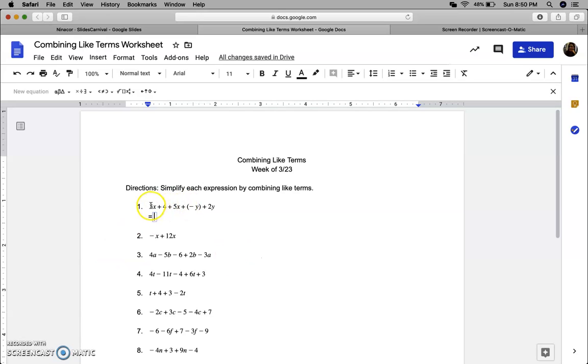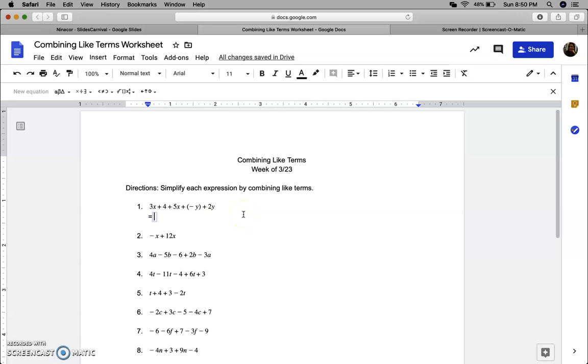So at this point, you should know what like terms are, but if you don't, I can recap. Like terms are the terms in the algebraic expression that have the same variable. So in this problem for number 1, 3x and 5x, those are like terms, they have the same variable. And then negative y and 2y, those are like terms. Those two can be combined.